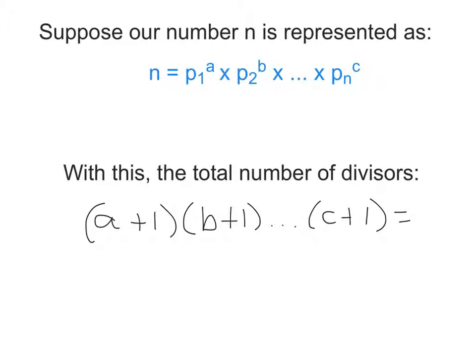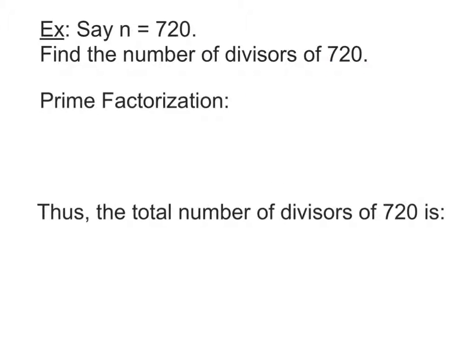I do want to take the time to go over one example so you can see this process in full action. For example, let's say our number is 720. We want to find the number of divisors of 720. Now, if we wanted to, we could manually go through and start identifying which whole numbers are going to be divisors of 720. But let's go ahead and use this idea that we just covered. We are going to start with the prime factorization of 720. You can check this on your own if you want to: 720 is going to be equal to 2 to the 4th power times 3 squared times 5.